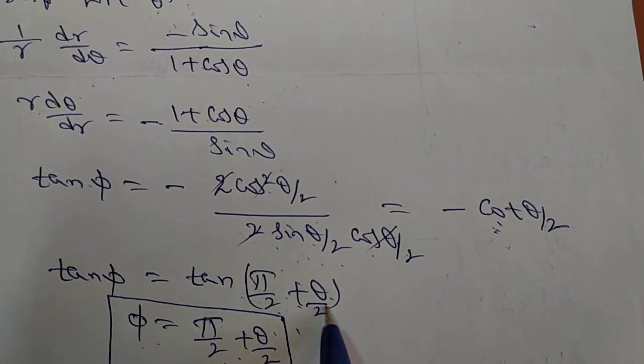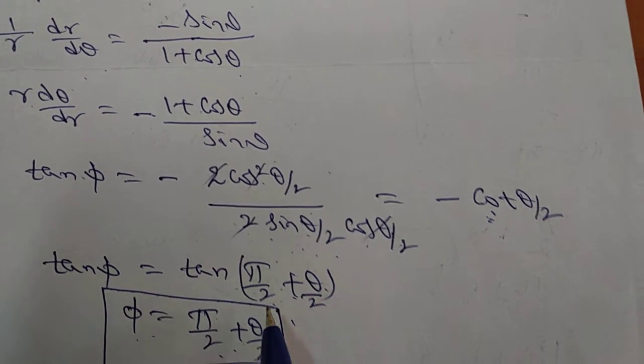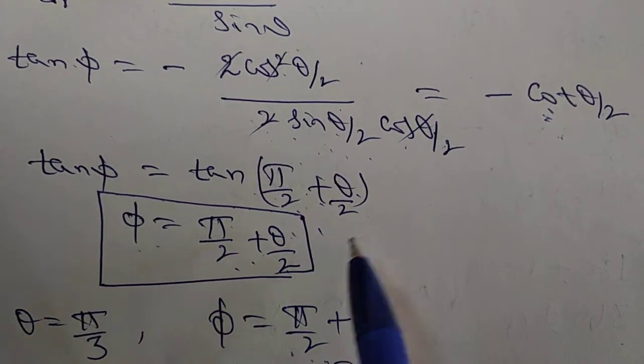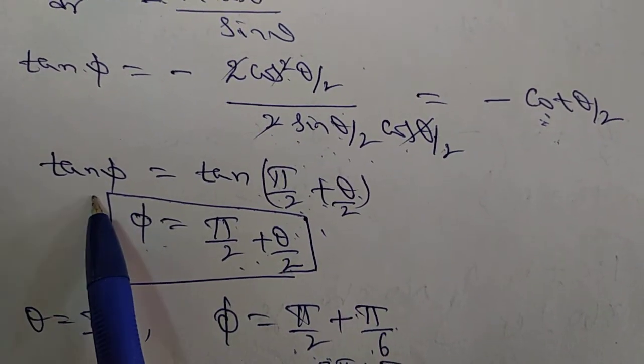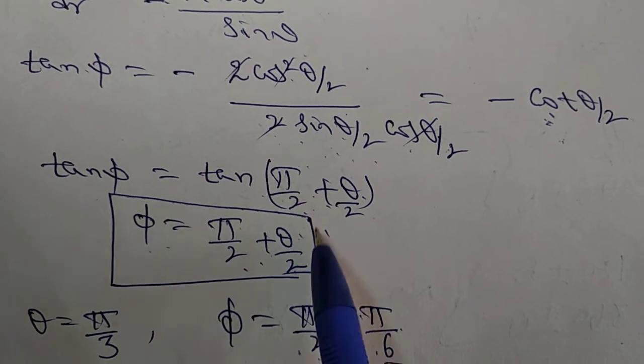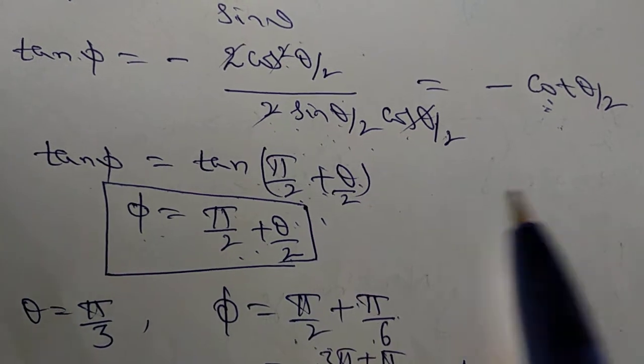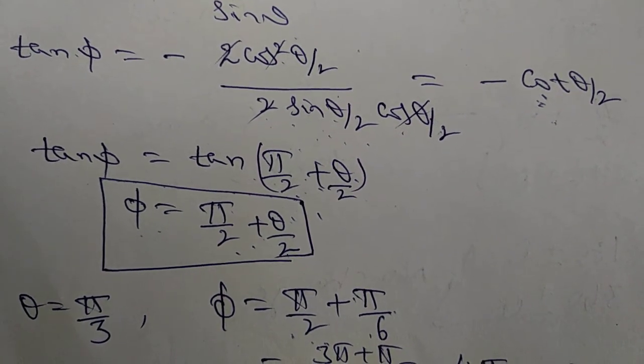So minus cot theta by 2 can be written as tan of 90 plus theta by 2, which means second quadrant. So the right hand side can be written as tan of pi by 2 plus theta by 2. Therefore tan psi is equal to tan of pi by 2 plus theta by 2. Therefore psi is equal to pi by 2 plus theta by 2. So this is the angle between radius vector and tangent.